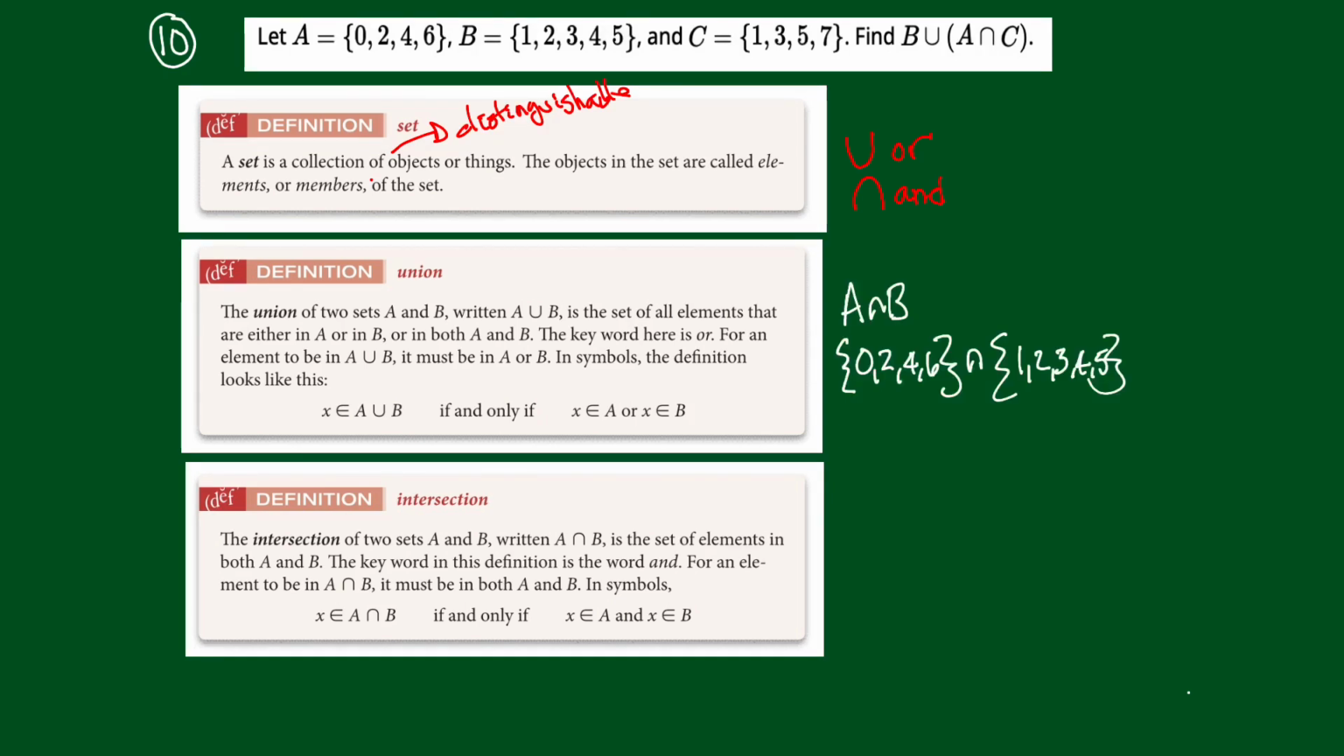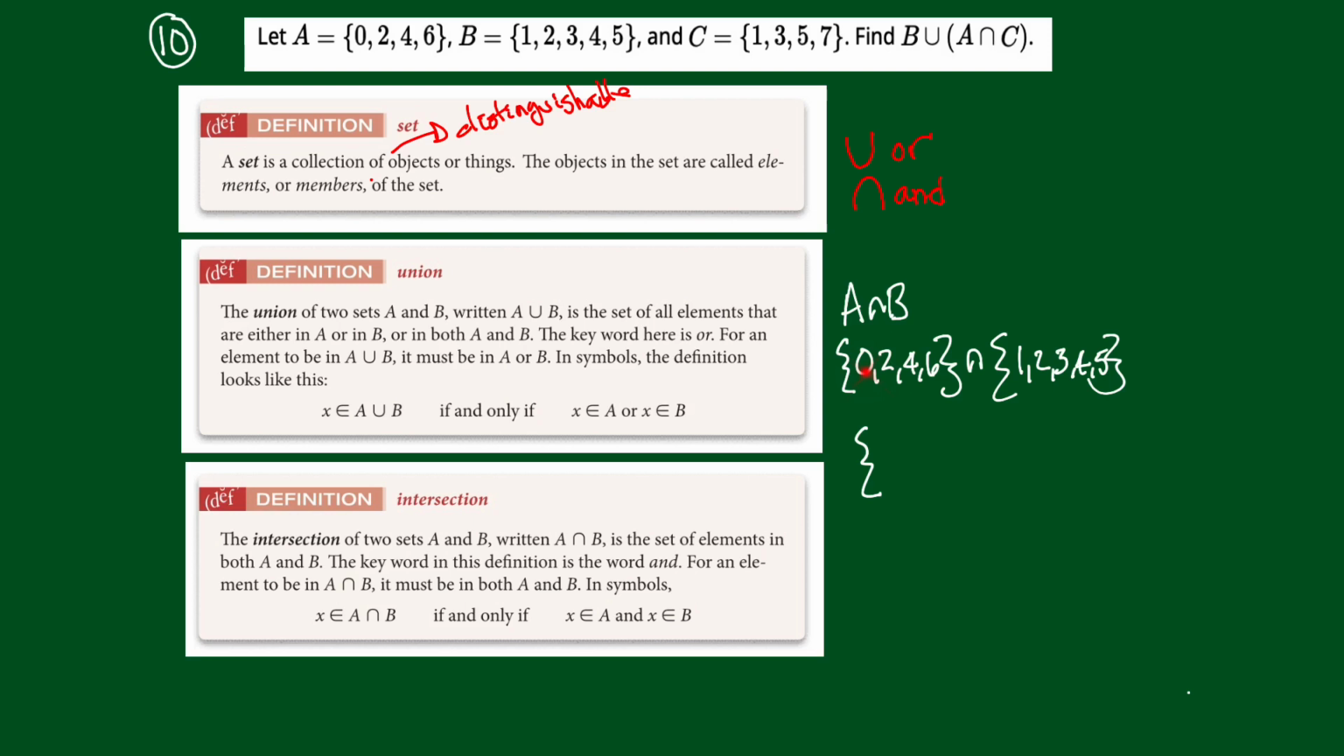So let's just look at this example. Take these two sets up here, take A and B. I've written them down here. And let's find the intersection. Now, for a number to be in the intersection, it has to be in both sets. So look for the numbers that are in both sets.